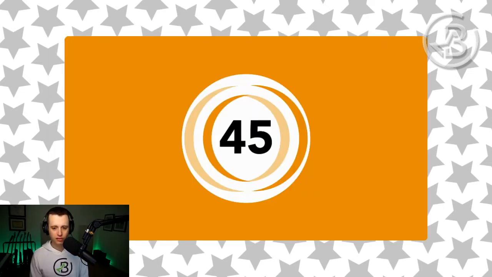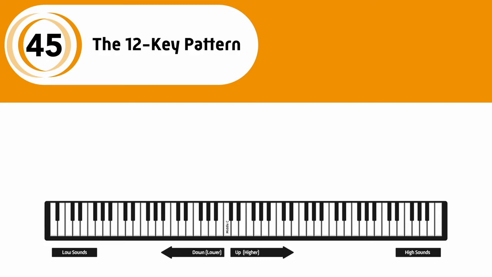Here's example 45. To the left of the piano, there are low sounds. As you play keys that are more to the right, they make higher sounds. From left to right, each key makes a higher sound than the key before it.